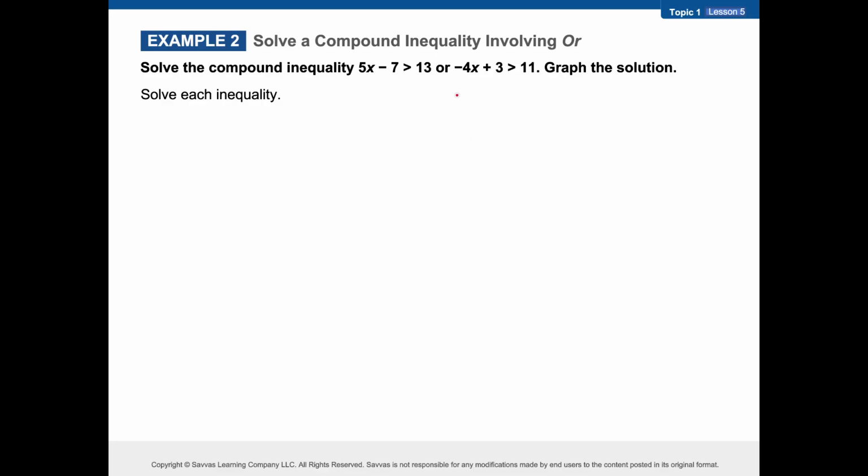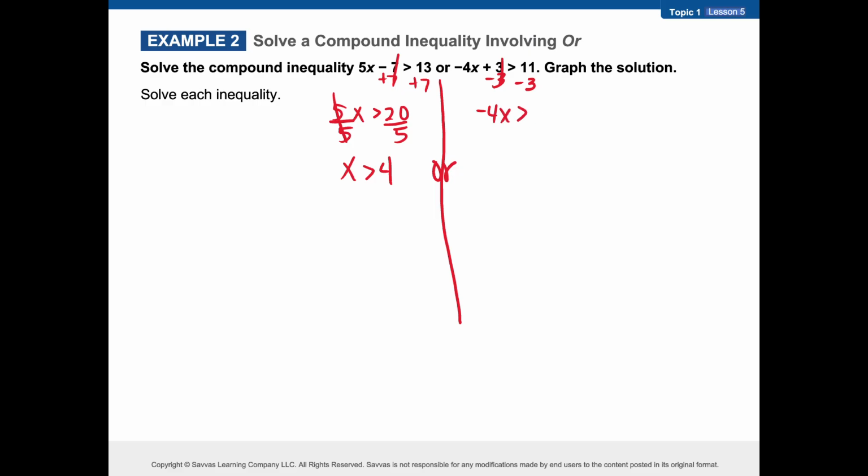Now solving them and graphing them. They are two completely separate problems. First one here on the left, add 7, 5x is greater than 20, divide by 5, x is greater than 4, or, now solve this one, subtract 3, negative 4x is greater than 8. Divide by negative 4. Because I divided by a negative number, x is less than negative 2. So those are our two answers.